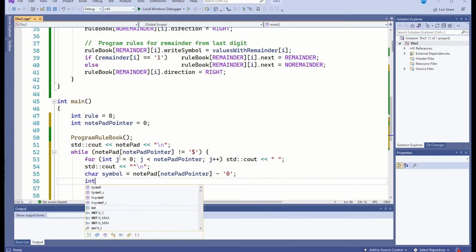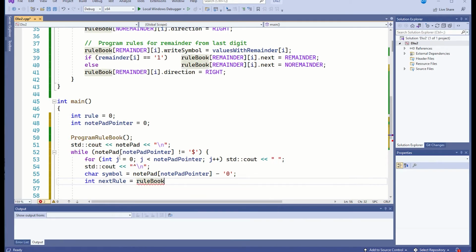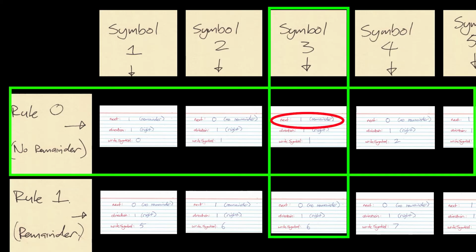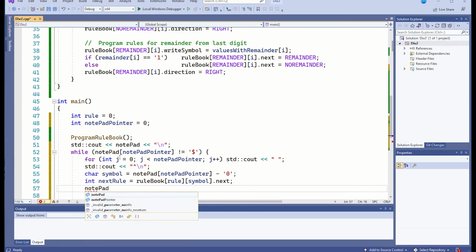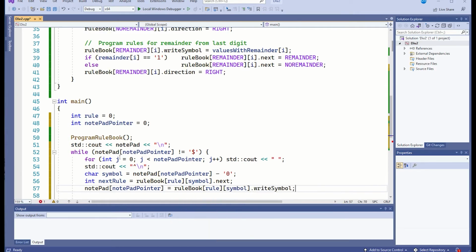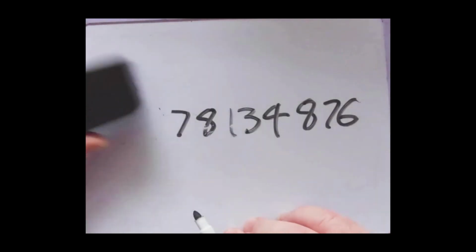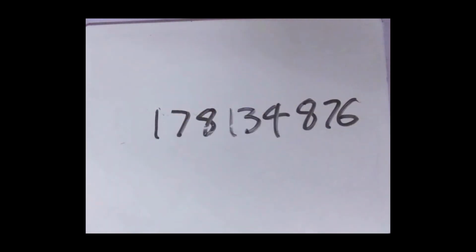Now that I know the rule and the symbol, I can directly look up the next rule from the rulebook. This is like choosing a card and reading the next field off it. I can write the new symbol over the top of the old symbol on the notepad. This is analogous to reading the right symbol on our card, then rubbing out the old symbol and writing the new symbol over the top of it.